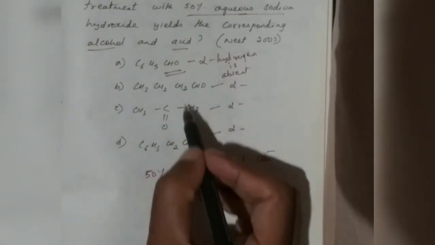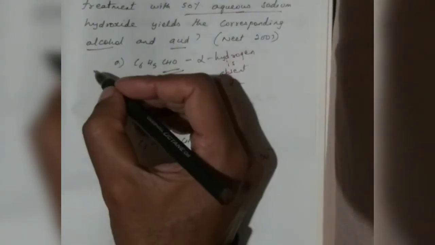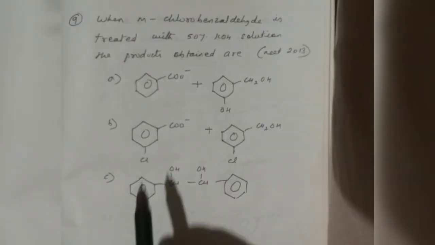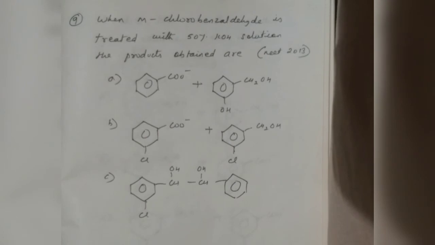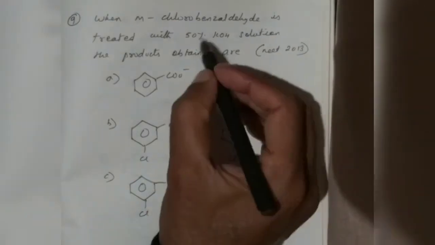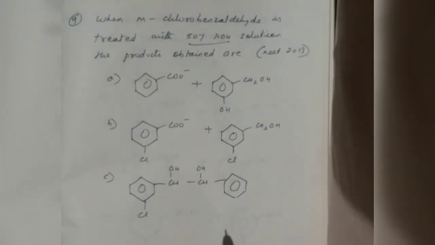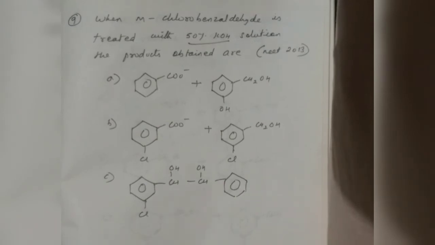So it's understood the remaining three will undergo Aldol condensation. So the option will be A. So next question, when metachlorobenzaldehyde is treated with 50% KOH. Last question we discussed 50% KOH. Once again, it's a Cannizzaro reaction. The product will be an acid and an alcohol.